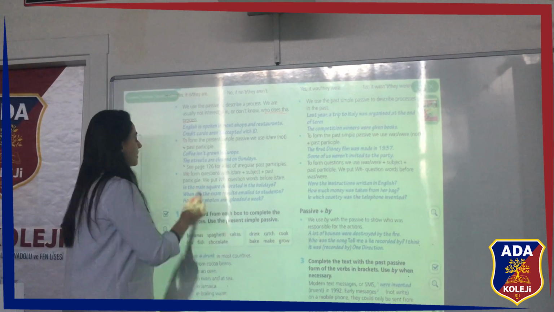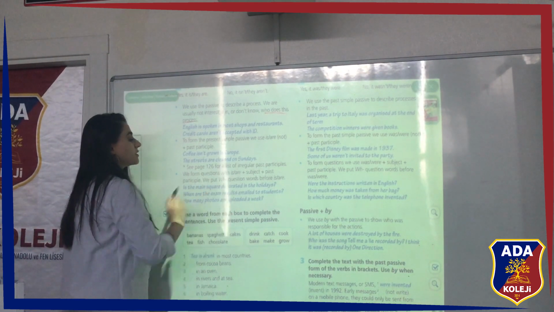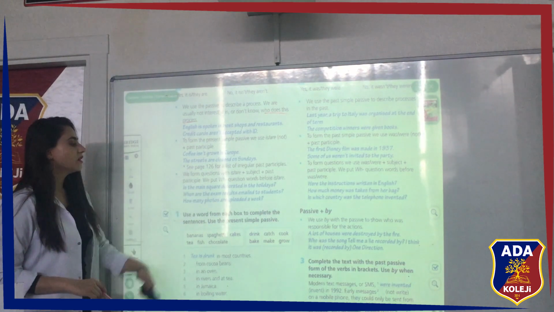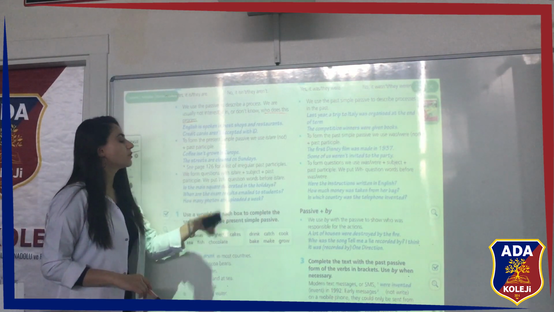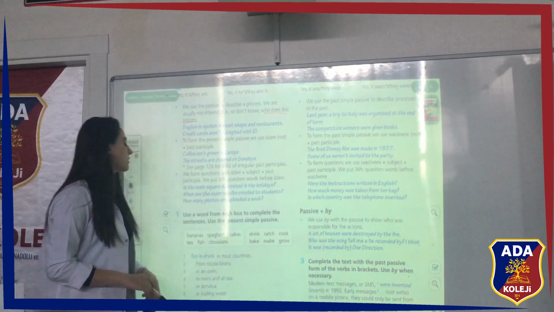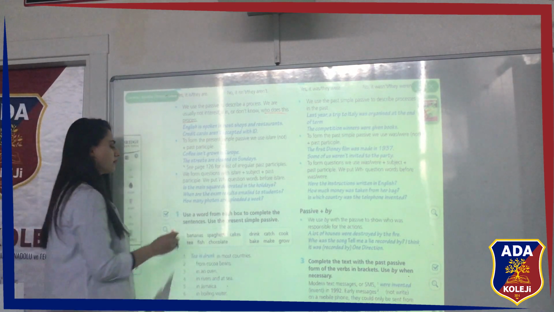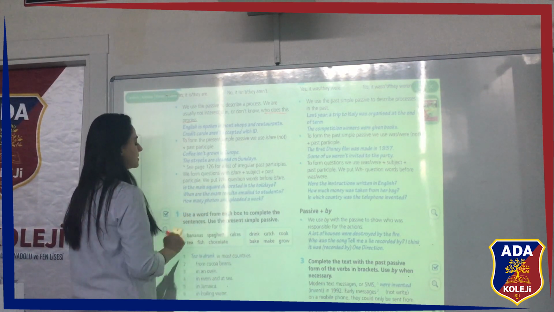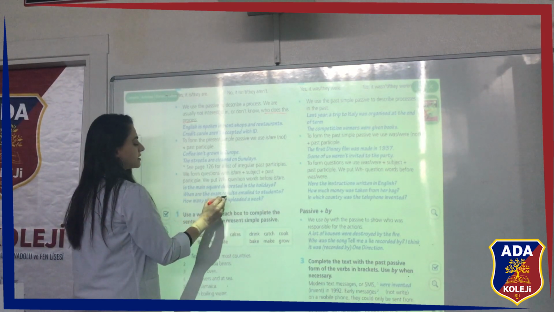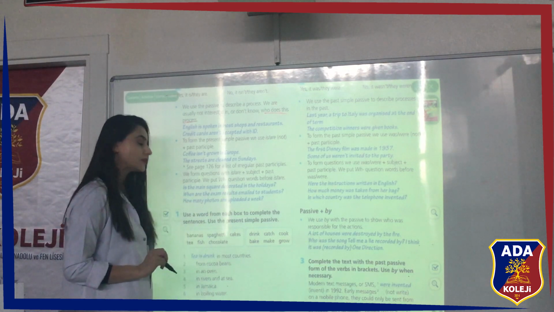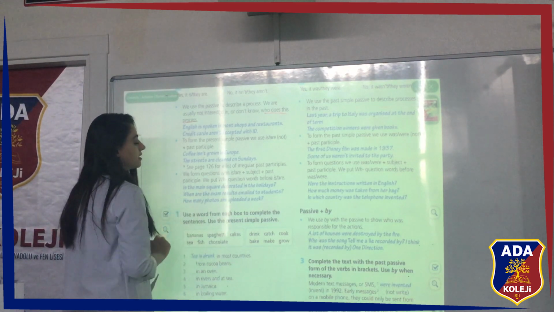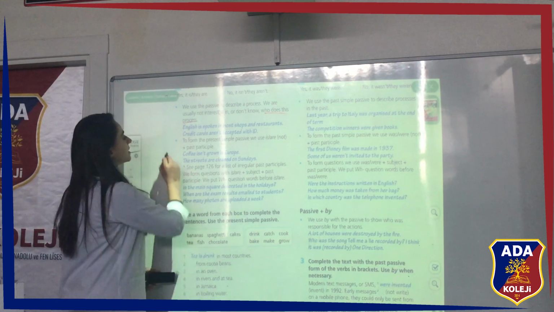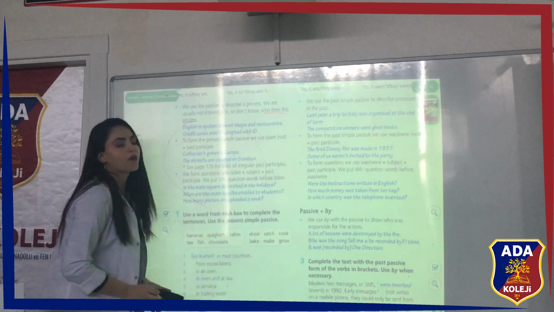Follow me. We form questions with is or are, subject, past participle. We put WH question words before is or are. For example, is the main square decorated in the holidays? When are the exam results emailed to students? How many photos are uploaded a week? These are examples for you.